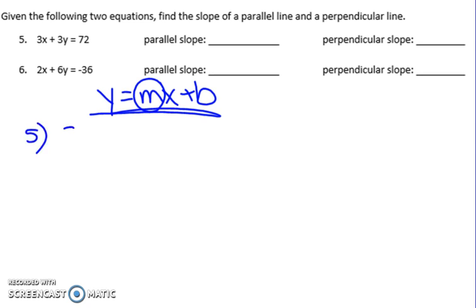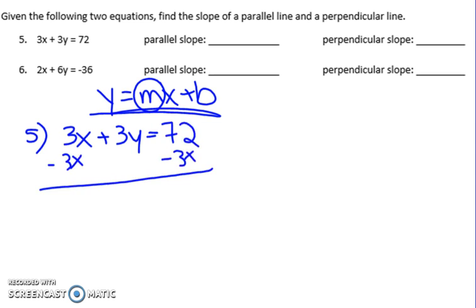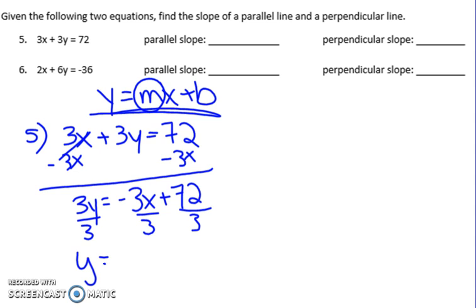So if I start with number 5, I have 3x plus 3y equals 72. If I turn it into slope-intercept form, I'm doing the opposite, so 3y equals -3x plus 72, and dividing by 3, y equals -1x plus 24. Now that is my slope-intercept form. But again, I'm not worried about my y-intercept. The only part I'm worried about right now is my slope.